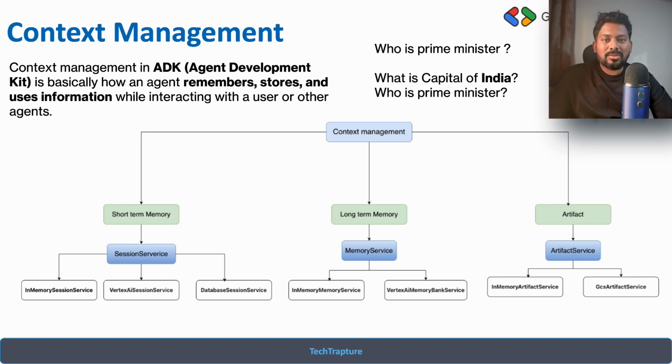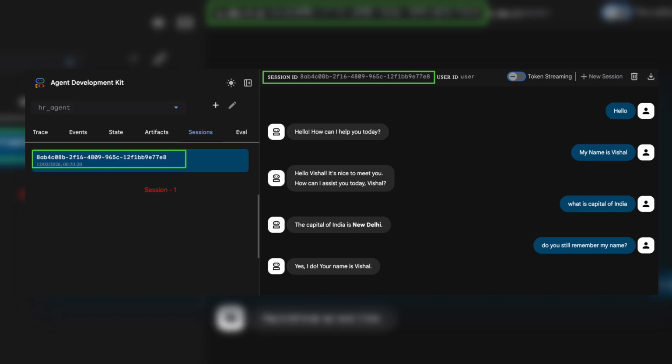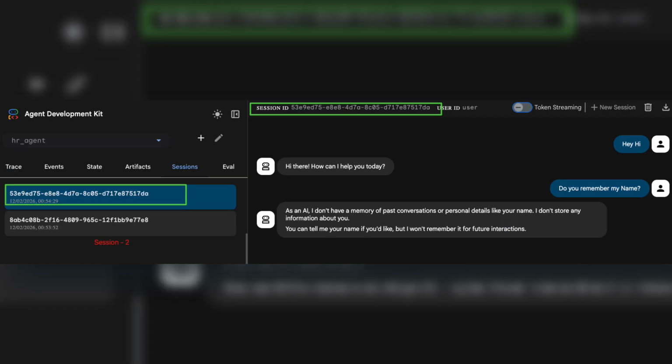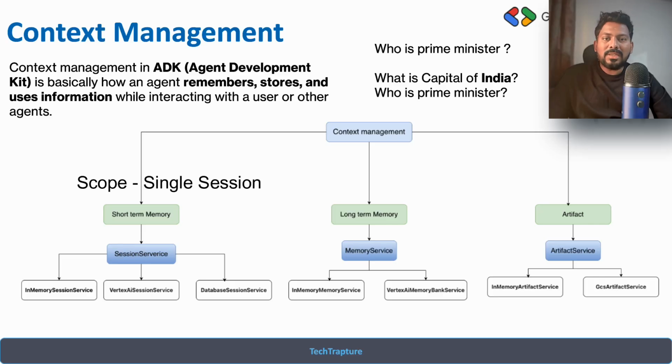Now why am I saying short-term memory? Suppose, for example, you are interacting with ChatGPT. You create a new chat and start asking questions, so it can understand all the previous history within the same session itself. But if you create a new chat and try to ask something, it will not have the additional information from what you already discussed with the agent in another chat.